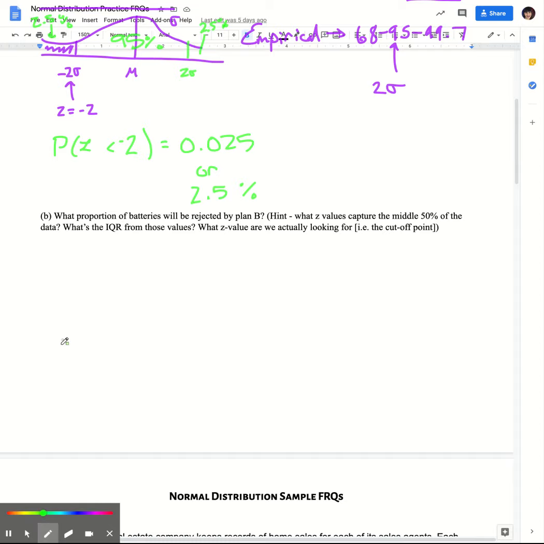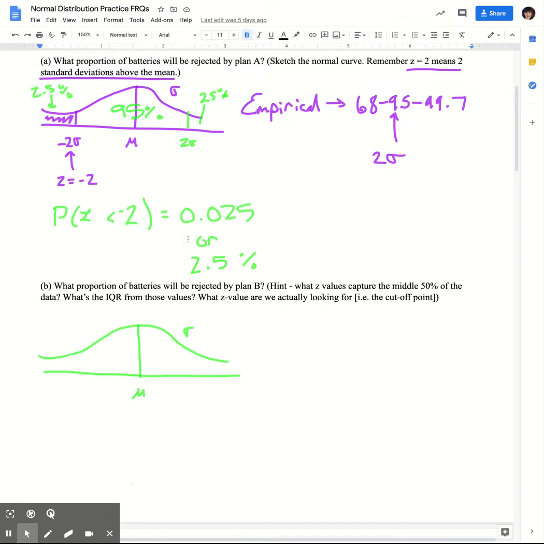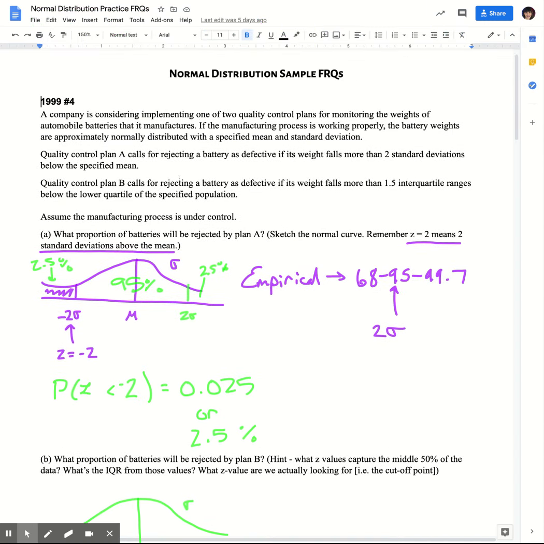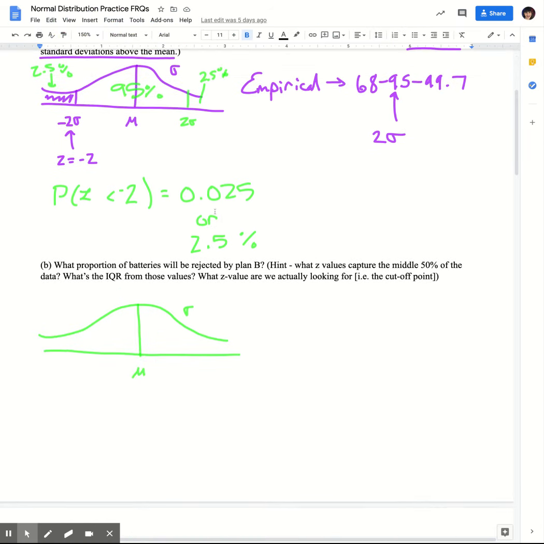Then part B says, what proportion of batteries will be rejected by Plan B? Okay. So again, I'm going to go ahead and draw my normal curve here. Hopefully better than the first one I did, because that one was atrocious. Okay, I still have my mean in the middle and my standard deviation. And it says we're going to reject the value that is 1.5 IQRs below the lower quartile.